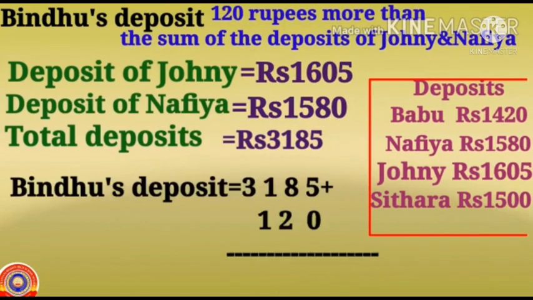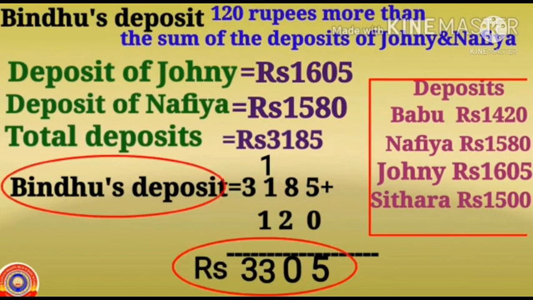3185 plus 120. 5 plus 0, 5. 8 plus 2, 10. Write 0 here, 1 is the carryover. 1 plus 1, 2 plus 1, 3. 3 is here, 3305. Bindu's deposit equals 3305 rupees.